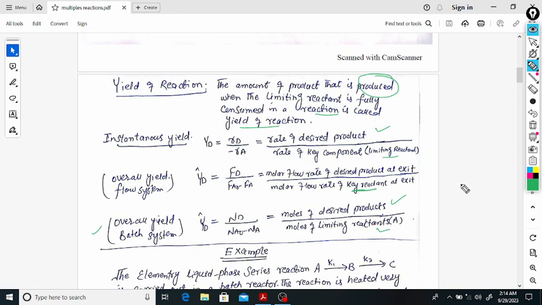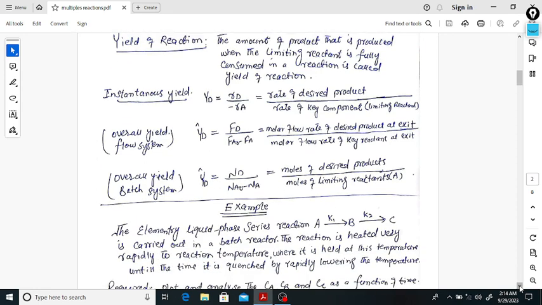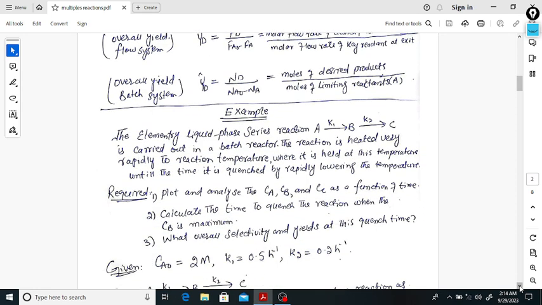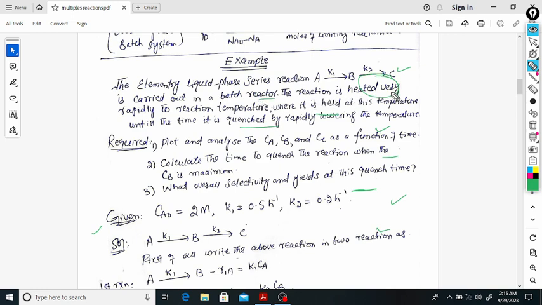Now you will see the example. Here you can see the elementary liquid phase series reaction. A is converting into B, B is converting into C, and it is carried out in a batch reactor. The reaction is heated very rapidly to the reaction temperature, where it is held at this temperature until the time it is quenched by rapidly lowering the temperature.